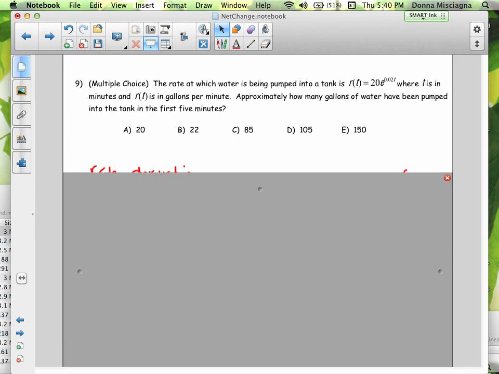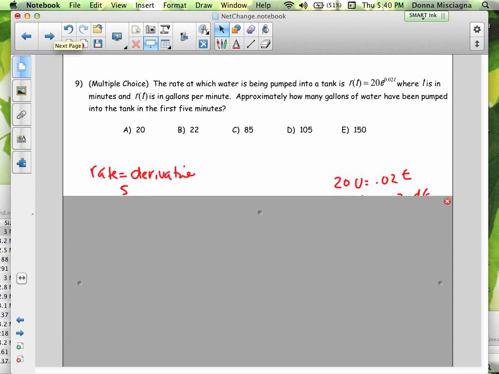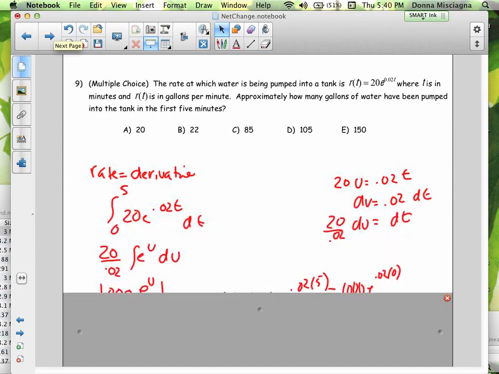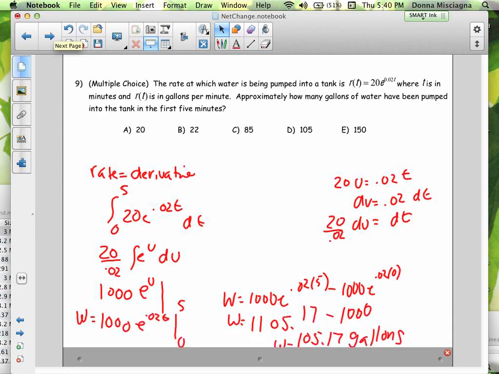Well, we have a rate. Hopefully, remember that the rate is the derivative. And I'm going to integrate to find the total. If I'm looking for how many gallons or how many anythings, I'm going to integrate my rate of change and evaluate. So I have 20e to the 0.02t.